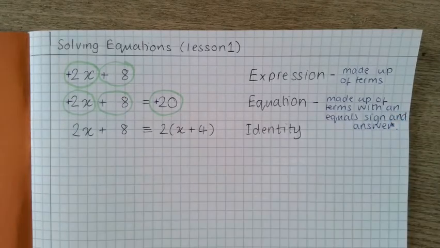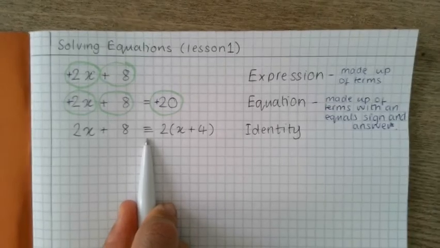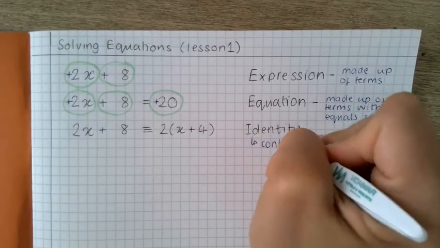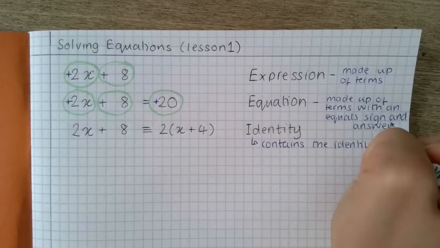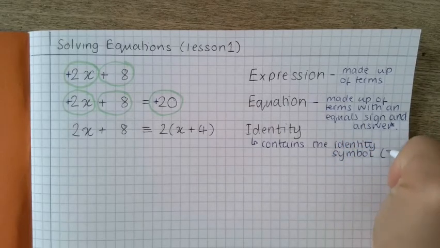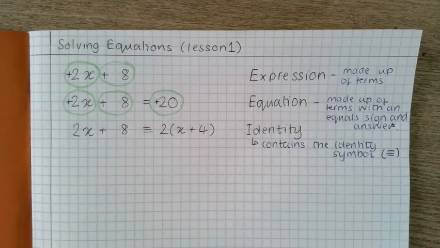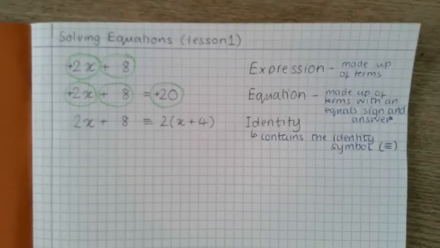And then an identity, you may have got that one because we have seen the identity symbol before. So an identity contains the identity symbol, so that's really easy to spot. And if you've forgotten what the identity symbol is, it's an equal sign but with 3 lines. So that's the difference between the 3. And we're just going to quickly look at identities for a second, because lots of people ask what's the difference between identities and equations, because they are really similar.